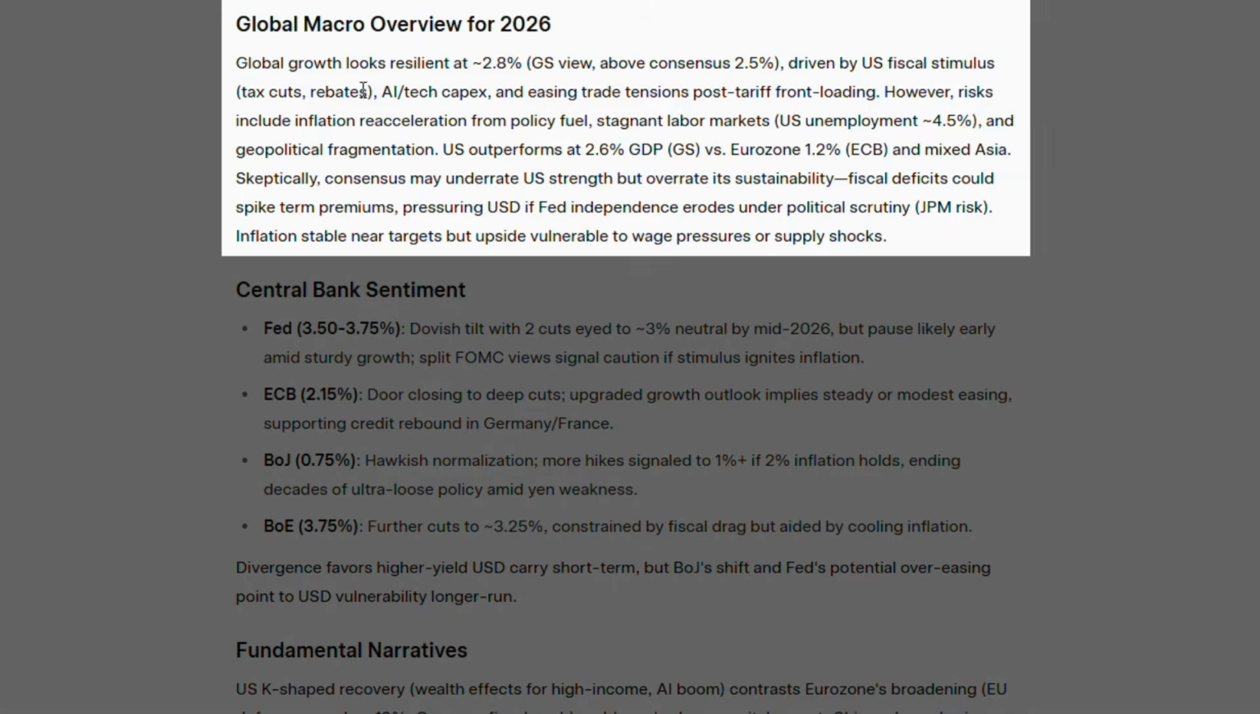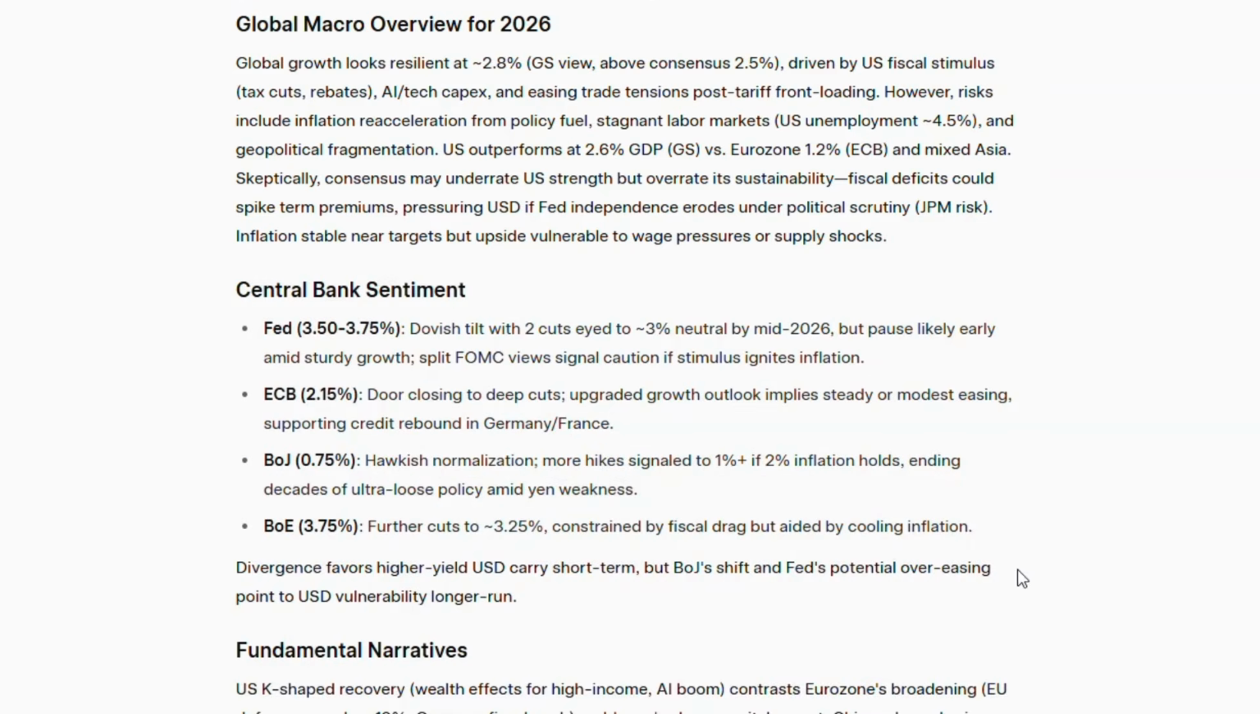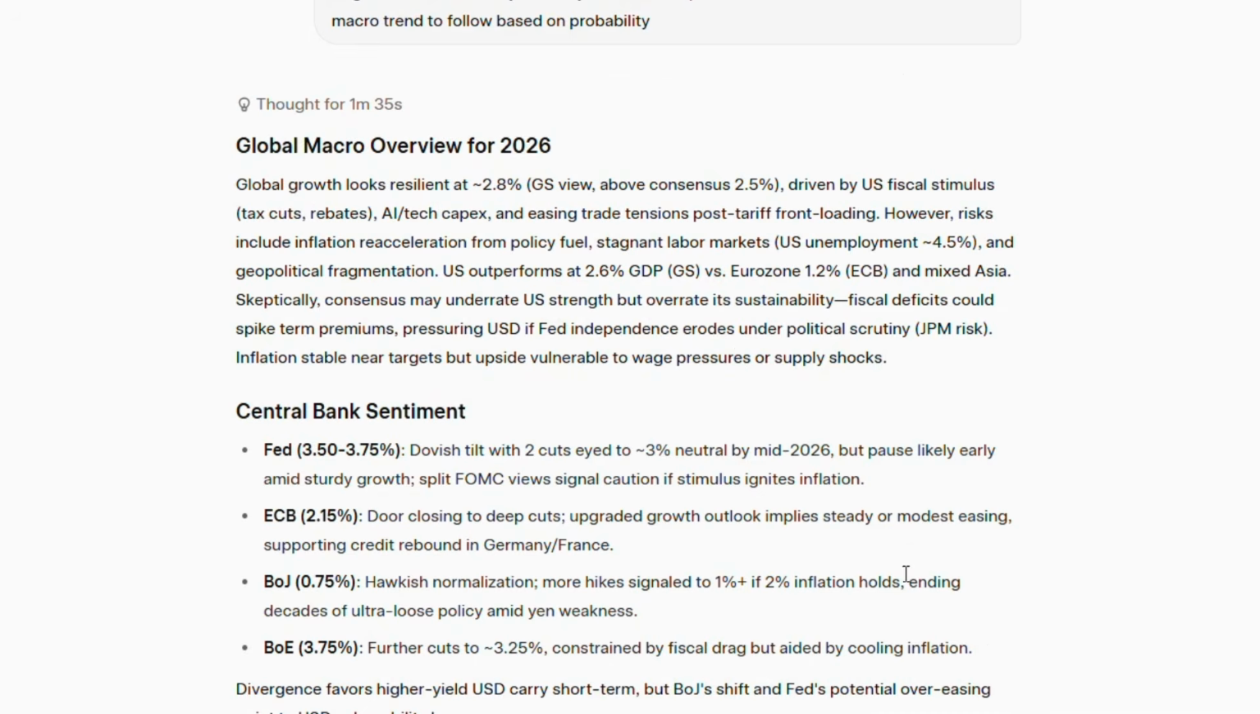First of all, it gives us a global macro overview. Now, this is useful for context, but we don't really need to focus on this. The real value is going to be down here, but we'll get to this in a second.